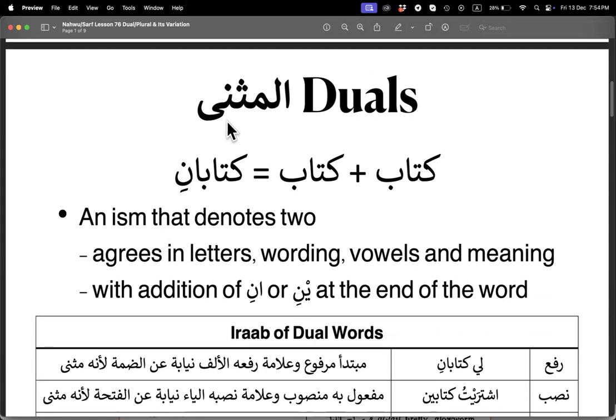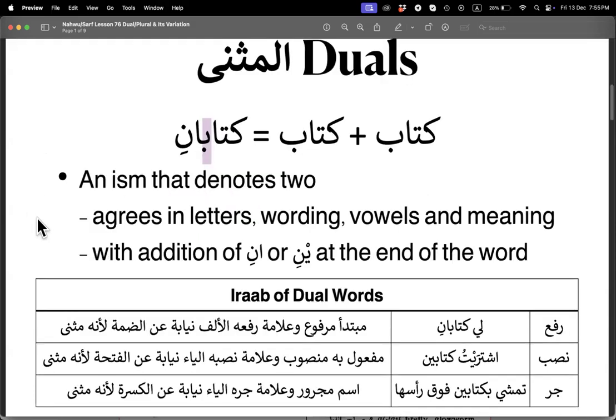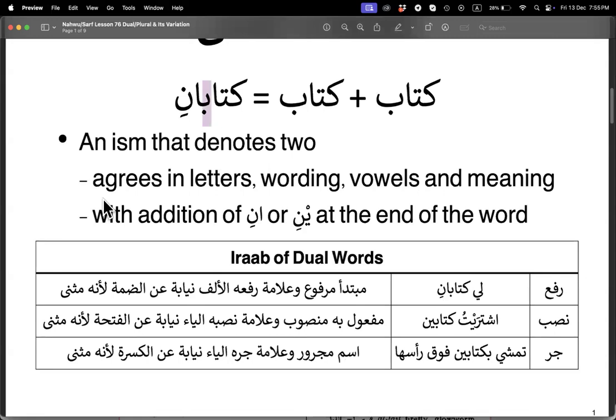So duals, musanna, it denotes two, meaning that we are talking about two things, like one kitab plus one kitab, you get kitabani. This is important later, inshallah, when we talk about mulhaq. So this is an ism that denotes two, agrees in letters, wording, powers. This is what I mean by this. And then it has ani or aini at the end of the word. So we know all this.